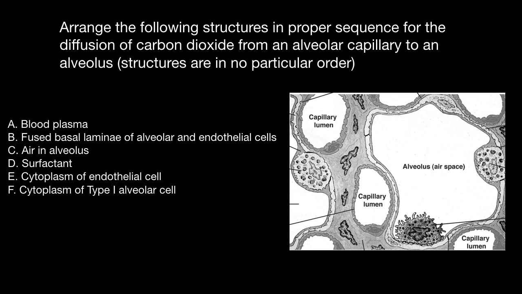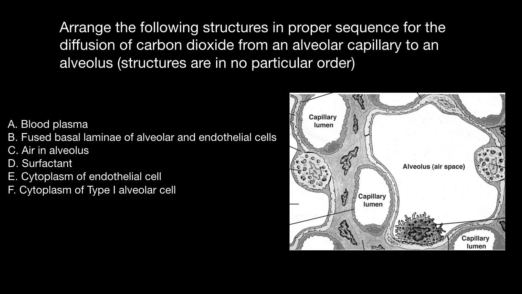I have listed 6 structures that are part of the alveolar capillary unit, and I want you to arrange them in proper sequence for the diffusion of carbon dioxide from a capillary all the way to an alveolus. There are 2 points to get across using this thought experiment. One is you need to know how to identify structures on an electron microscopy of an alveoli. You'll see it everywhere in the boards.